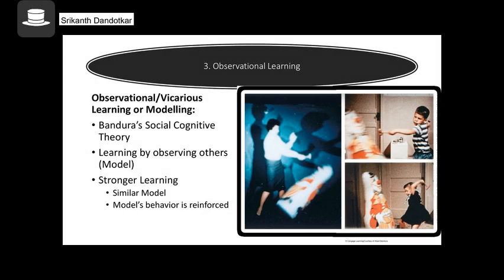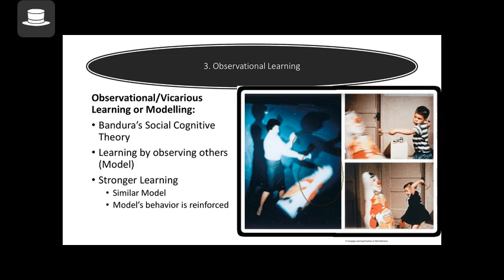Observational learning is learning by observing others. It is also called modeling or vicarious learning. Psychologist Albert Bandura, who proposed the social cognitive theory, investigated observational learning. In his popular Bobo doll experiments, one group of children would observe an adult interacting violently with a doll named Bobo, while the other group would watch regular interactions.